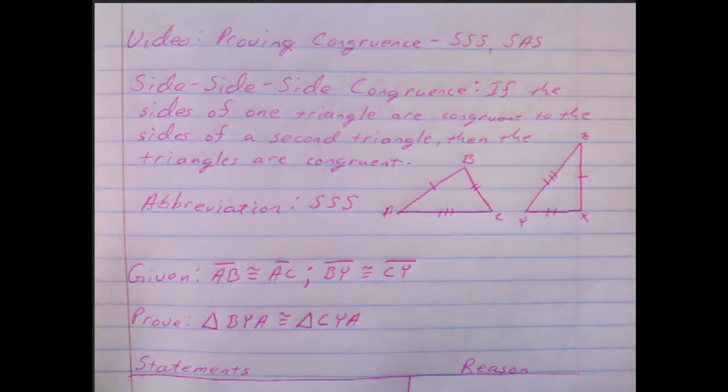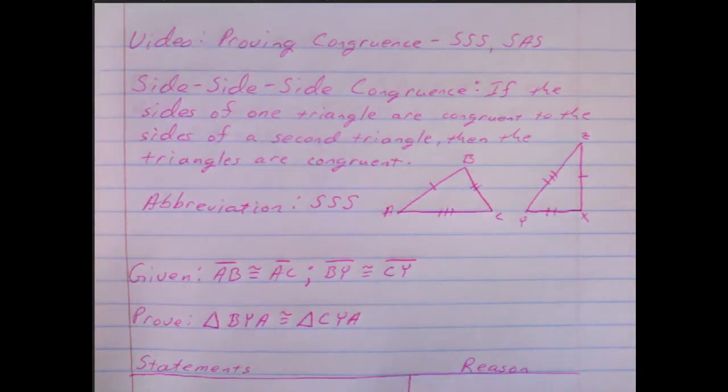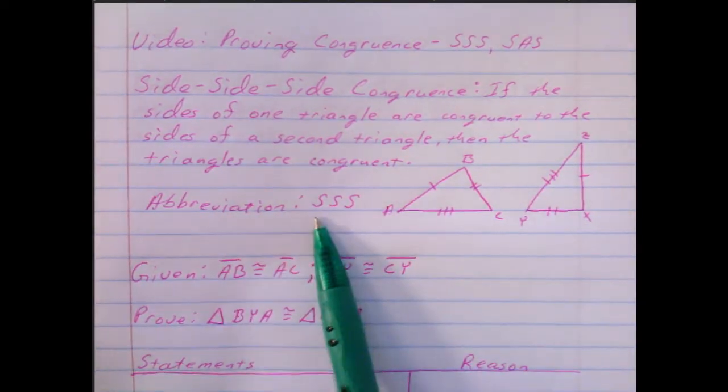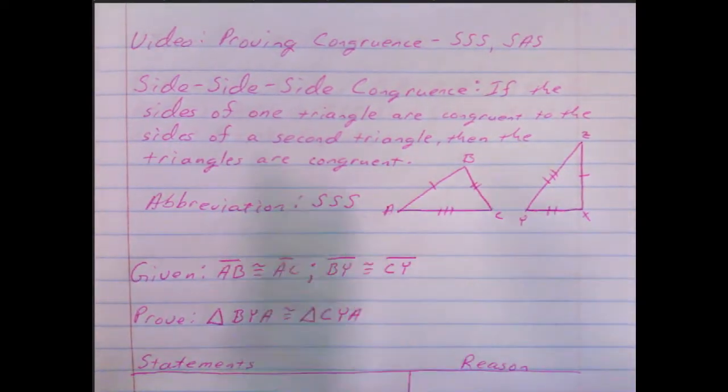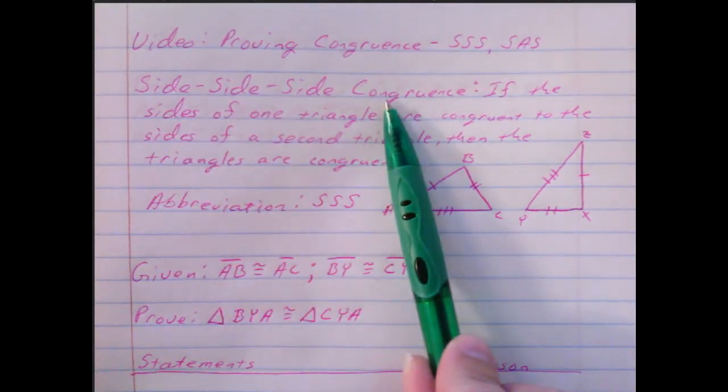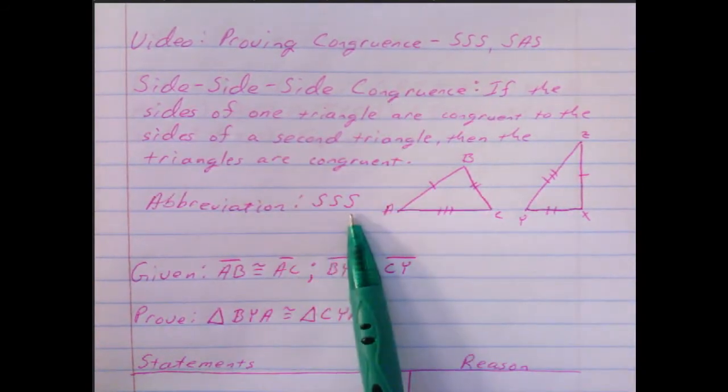Today we're going to be discussing triangle congruence and proving them congruent. So we're starting out with side-side-side congruence. If the sides of one triangle are congruent to the sides of a second triangle, then those triangles are congruent. And that abbreviation is SSS. So instead of having to write out side-side-side congruence, we just write SSS.